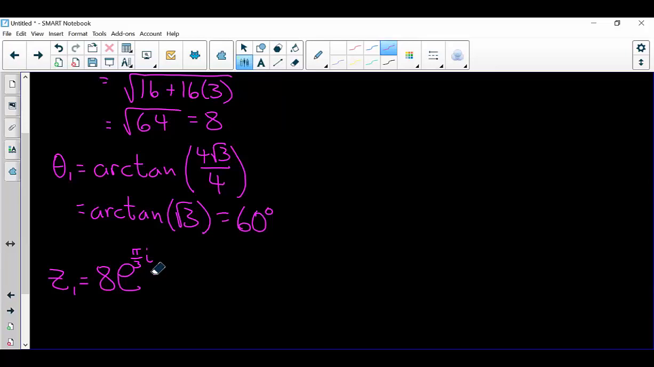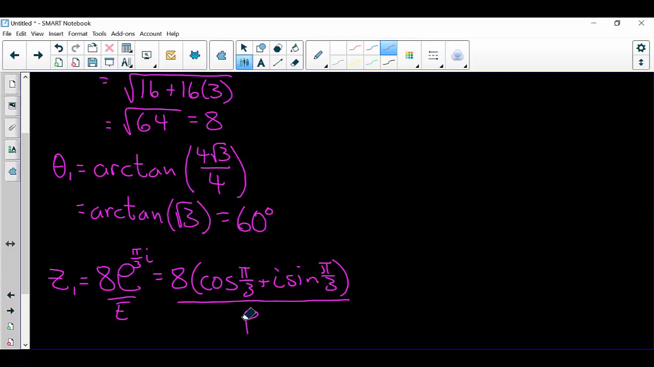Now, also, we could write that as 8 cosine pi over 3 plus I sine pi over 3. So look, here is exponential form, and here is the polar form. So we need to be able to do both. We need to be able to put it in exponential form, and we also need to put it in polar form.